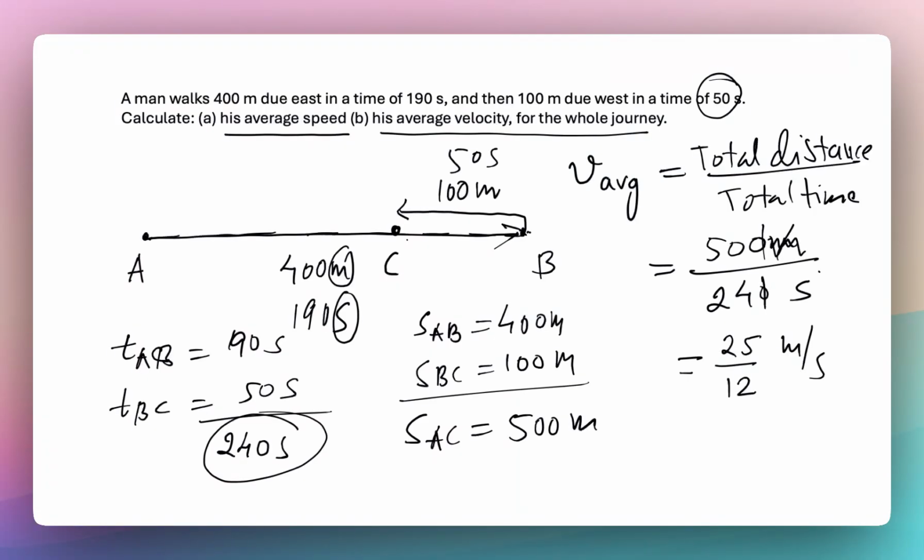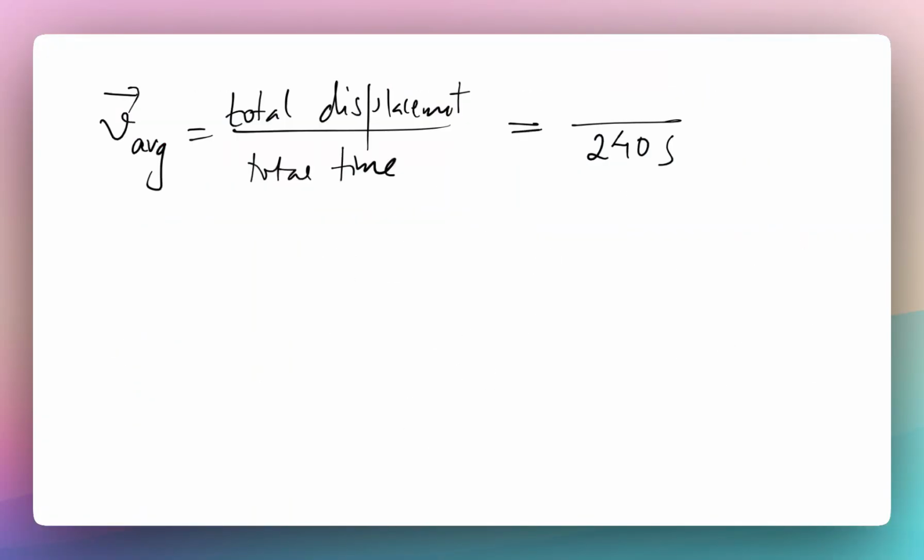Now displacement is very simple. Starting point to the finish point, right? So this A is our starting point, and C is our finish point. We draw an arrow like that, and this is what it is. Now what is the length of this one? This is going to be 400 minus 100. So that's going to be 300 meters. So we are going to say 300 meters.